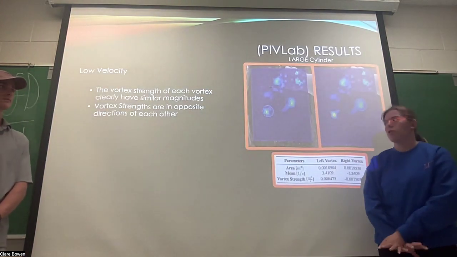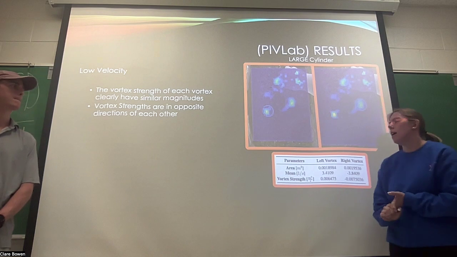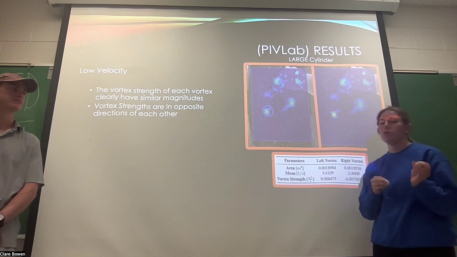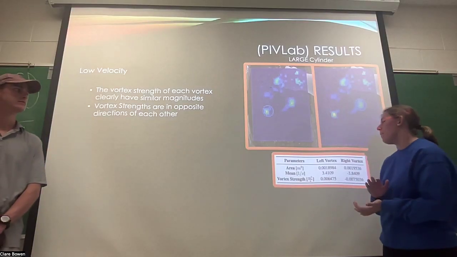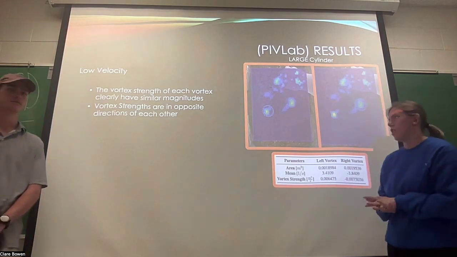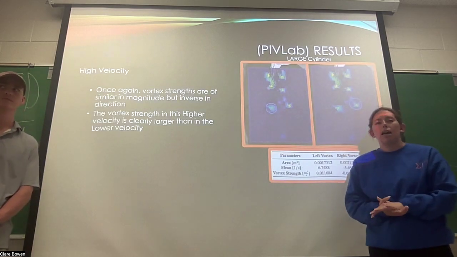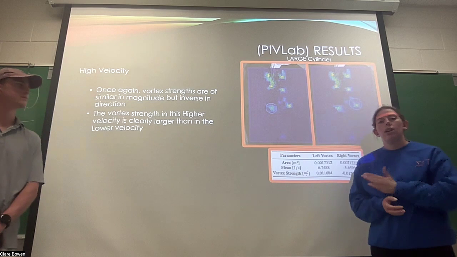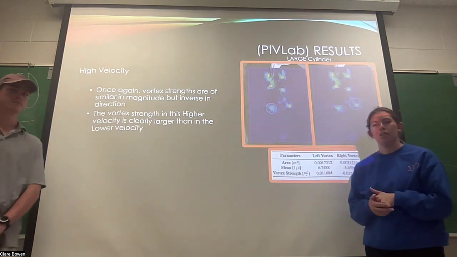So for the large cylinder, we see the same trends as from both the small cylinder and the medium cylinder, that being that the vortex strength magnitudes of both the vortex on the right side and the vortex on the left are of similar magnitude, but they are in opposite directions because once again, they spin in opposite directions. The same can be seen here in the high velocity for that large cylinder. And we see here again that the vortex strength on the higher velocity is greater than that of the lower velocity for the same size cylinder.